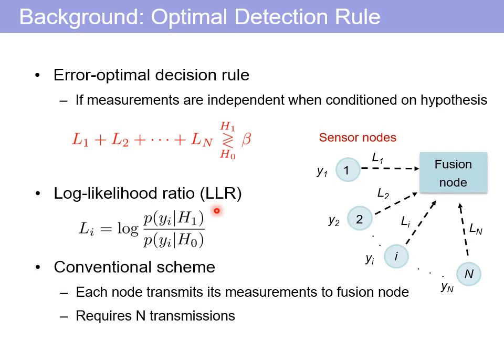Now, in a conventional scheme, when the sensor nodes are spatially separated from each other and from the fusion node, the way you would implement this error optimal decision rule, the one that minimizes the error probability, is that you would make every node transmit its LLR. So first it would compute it from its measurement, then transmit its LLR to the fusion node. The fusion node would accumulate all these LLRs, and once it receives all the n LLRs, it would compare it with beta and then make a decision. The problem with this scheme is that it requires n transmissions, where n is the number of sensor nodes.